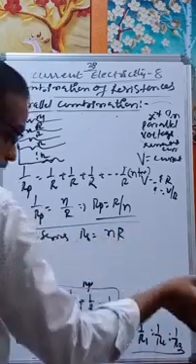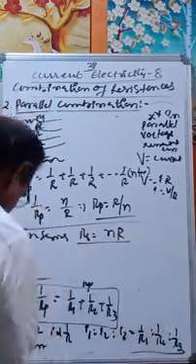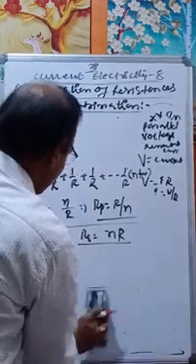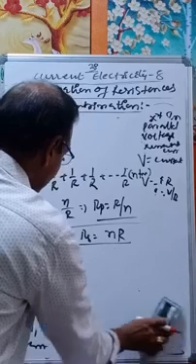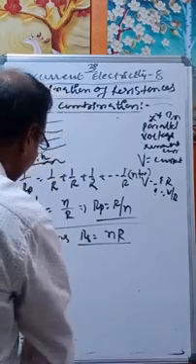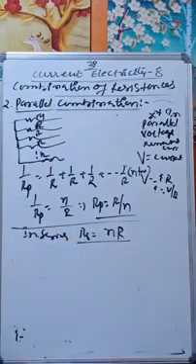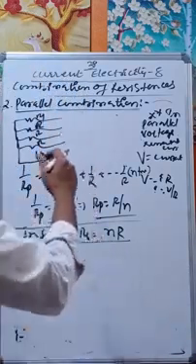In parallel we get Rp is equal to R by N. Therefore, the effective resistance gets increased in series, whereas in parallel the resistance gets decreased.